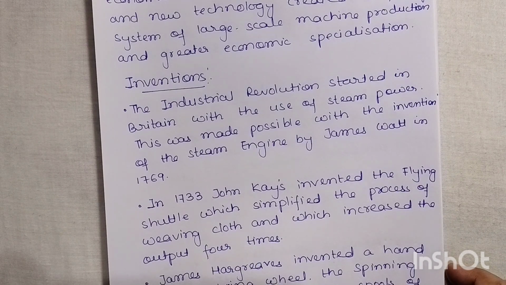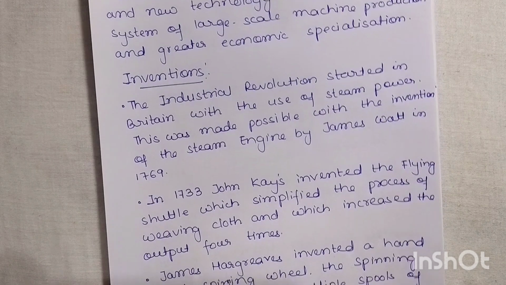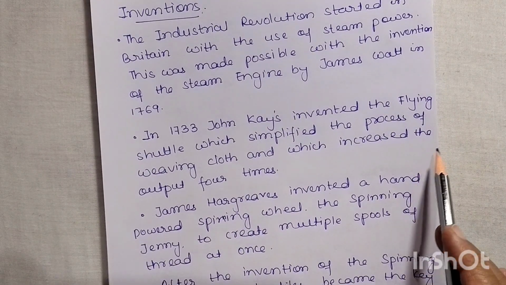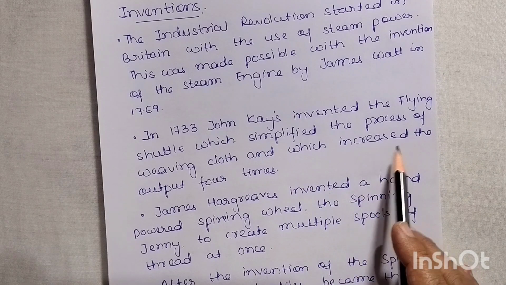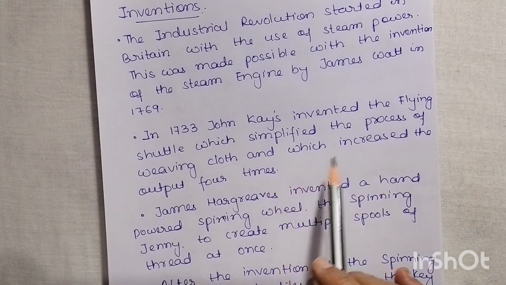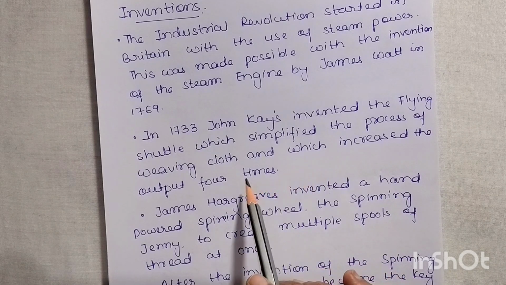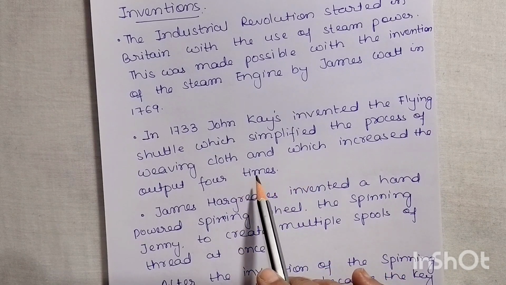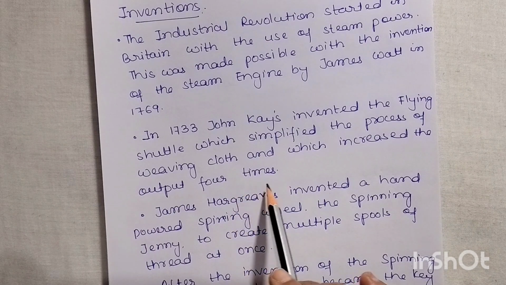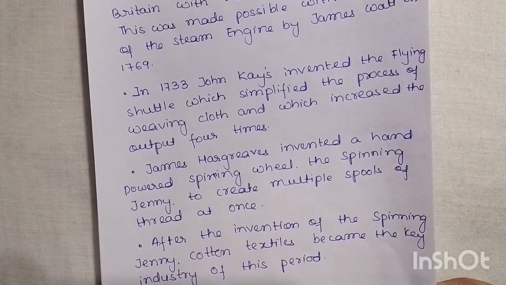These steam engines were fueled by coal. So it was a very good invention for the Industrial Revolution. In 1733, John Kay invented the flying shuttle, which simplified the process of weaving cloth and increased the output 4 times. So due to his invention, the weaving of cloth became very easy and production increased by 4 times.